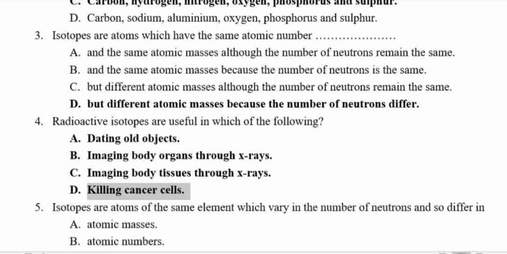Anyway, radioactive isotopes at a certain level can actually cause cancer cells. Okay, they can be carcinogenic, but at the same time, they can also be used in treating cancer by way of killing cancerous cells. And when it comes to dating old objects, we also use that. We call something carbon dating. Okay, so we can use radioactive isotopes to determine the age of old objects.